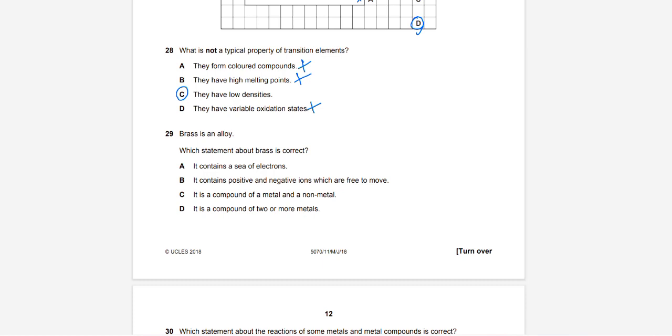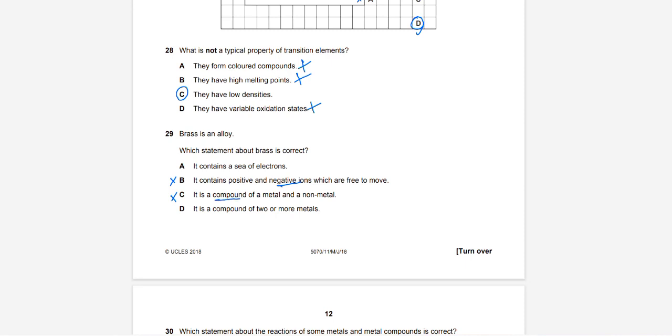Okay, copper and zinc, I think. So both metals combine to form brass. It contains positive and negative ions. How many negative ions are there? No, it's not an ionic compound. It is a compound of the metal and non-metal. No, there is no metal and non-metal. Both are metals. It's a compound of two or more metals.